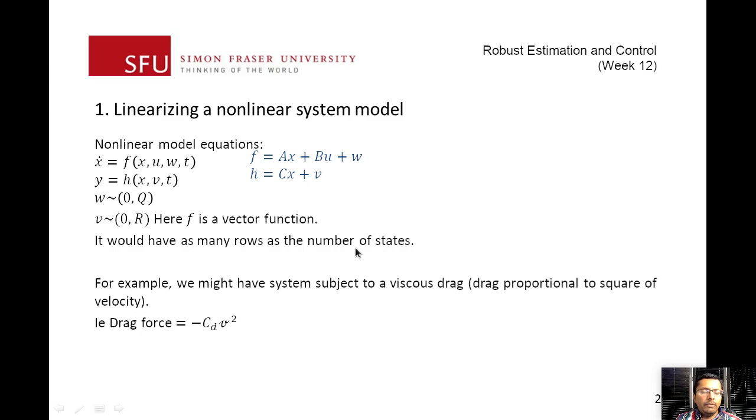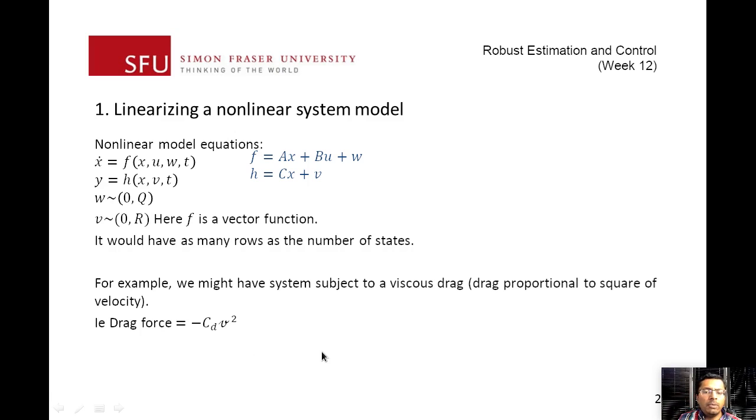So here again, we could have as many states as possible, in which case you would have as many equations here. So these would essentially be vector equations. And if you had multiple sensors, again, these would be vector equations. So you could have h1, h2, and so on and so forth, corresponding to each of your sensors.